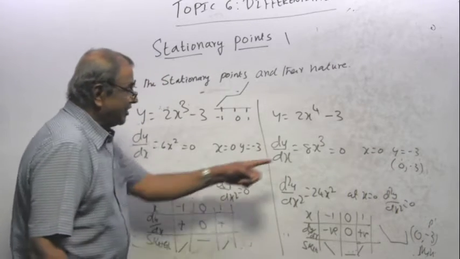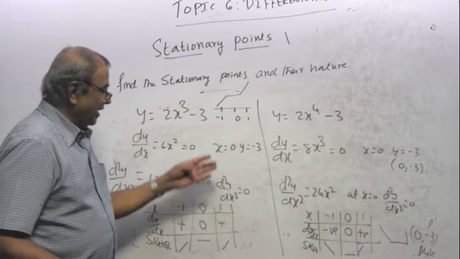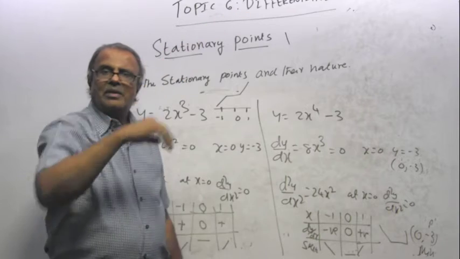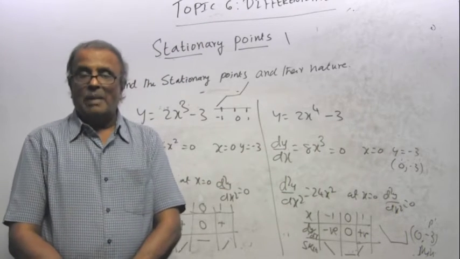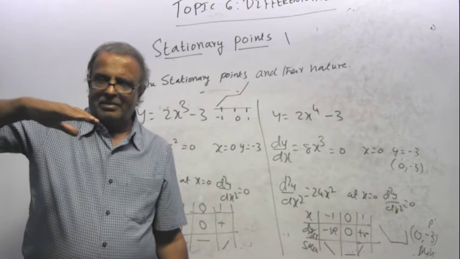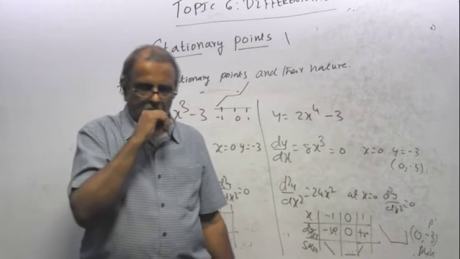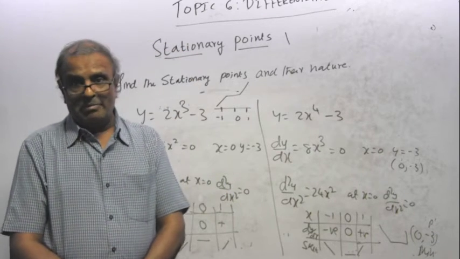In both cases, d squared y by dx squared is 0. But in one case, it turned out to be a point of inflection, whereas in the other case, it turned out to be a minimum. A point of inflection is a plateau. The curve is increasing, momentarily becomes horizontal, and increases again. And there, it's a minimum point.